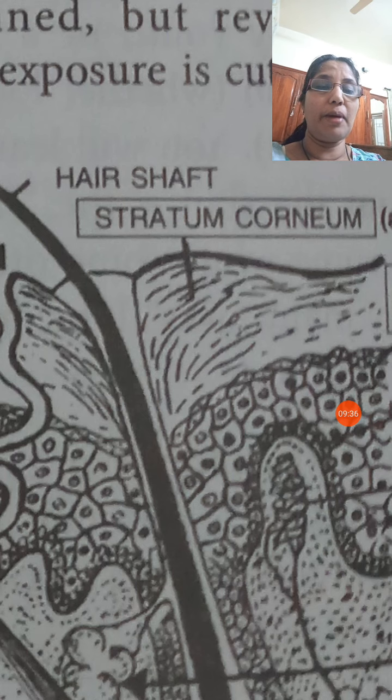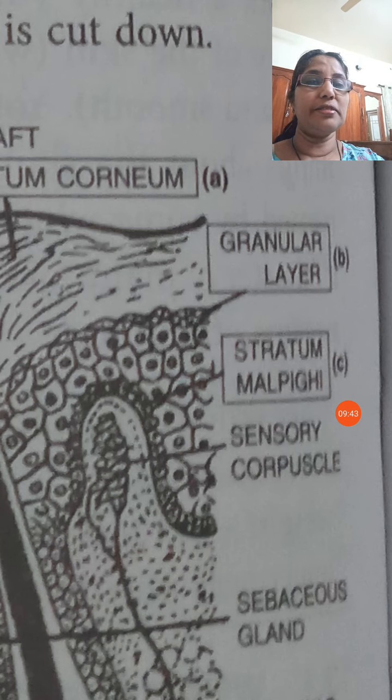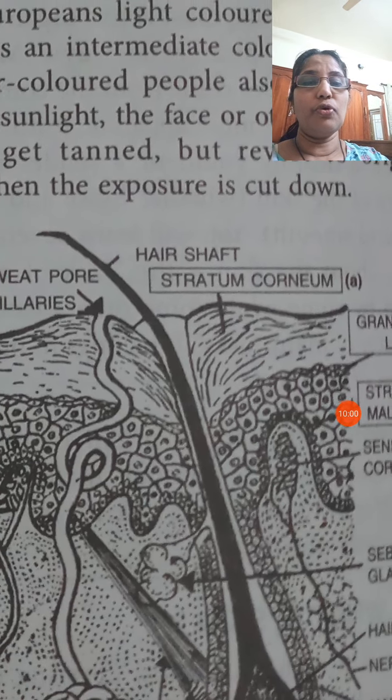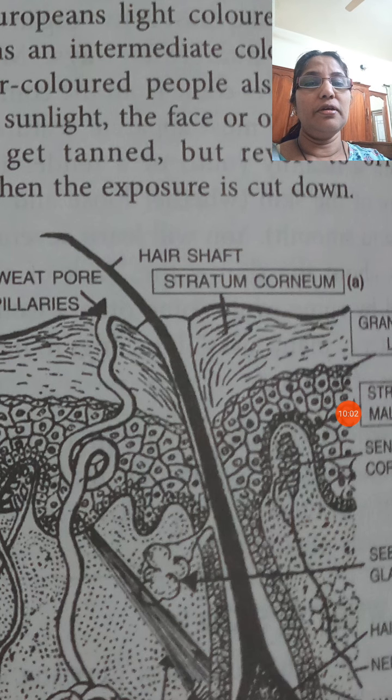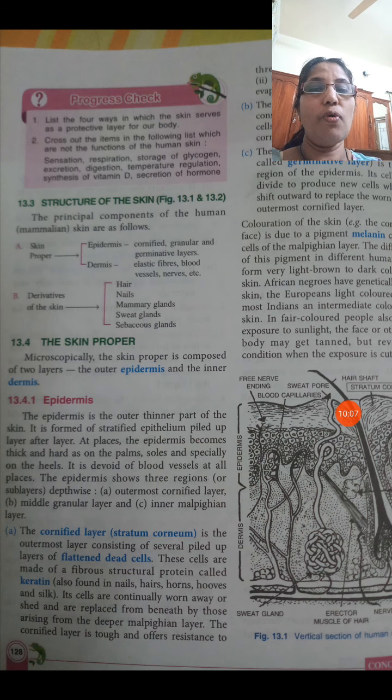From the stratum malpighi, the other layers, the upper layers, are formed. When new cells are produced from here, they are pushed outward. Then the stratum corneum, the toughest layer, consists of dead cells that wither out or fall out after protecting the inner part. The outer layer may fall off when we clean our body.